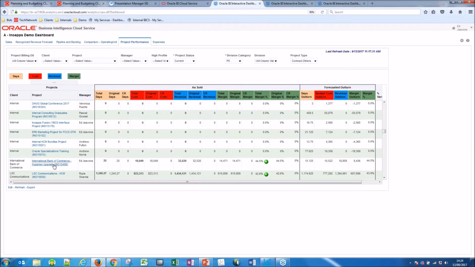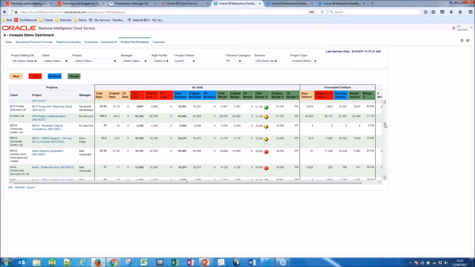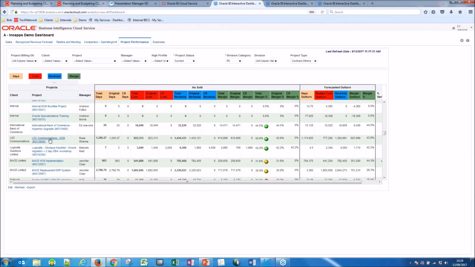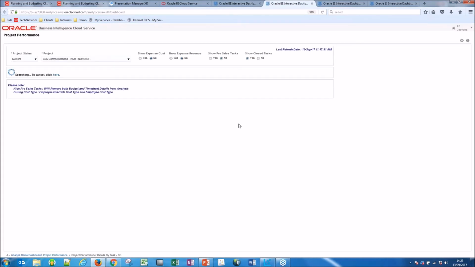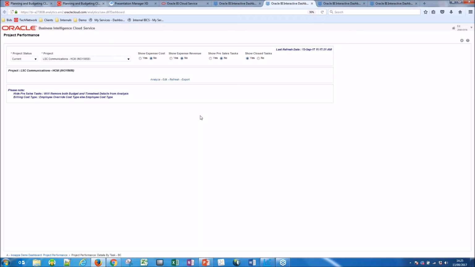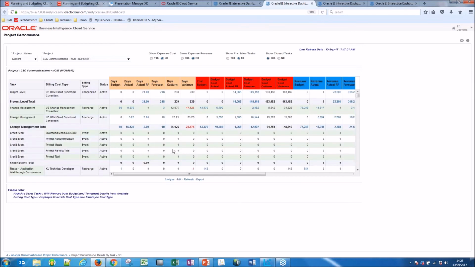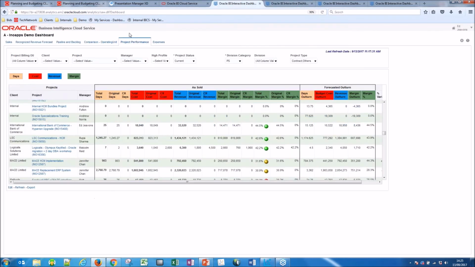I can see if we log into one here that's got some data against it. Let's pick this one here. I can drill in and go down to individual tasks within that project, and I'm able to look at, for a given specific task, how far through are we? How many days have we spent therein? Are we over budget? Are we under, etc., etc.